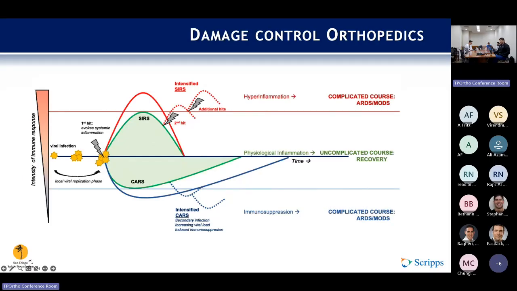In terms of damage control orthopedics, this chart I got was for viral infections, but we can apply it to trauma as well. So the original insult itself, you can see that the inflammatory response happens, but you want to prevent essentially the second hits, which can actually bring the patient up into serious systemic inflammatory response that can complicate the course of their treatment with ARDS or multi-organ dysfunction syndrome.